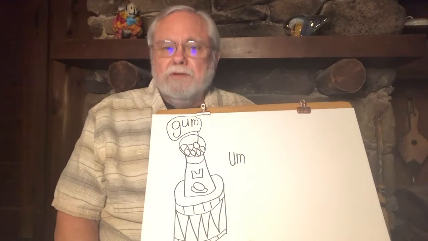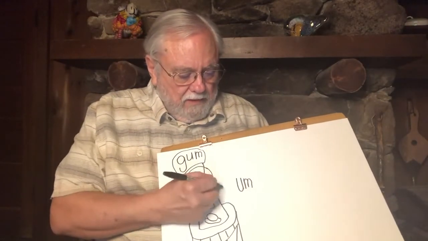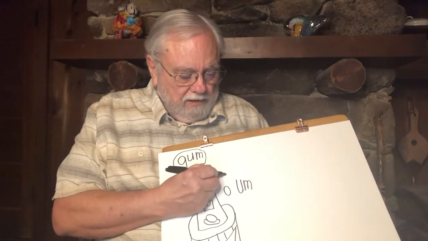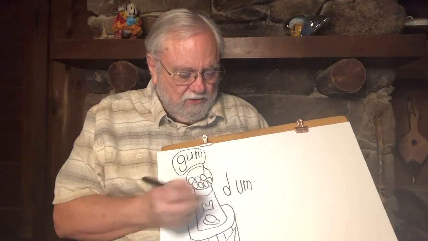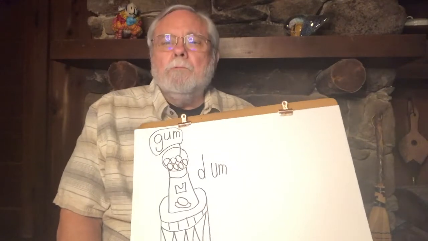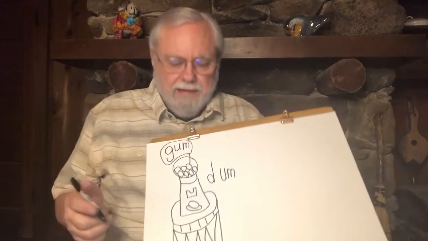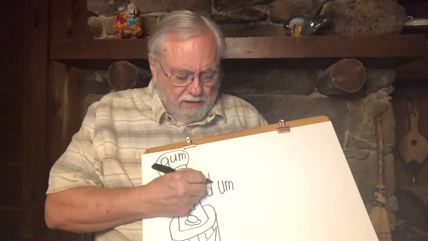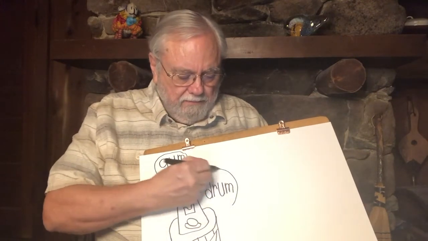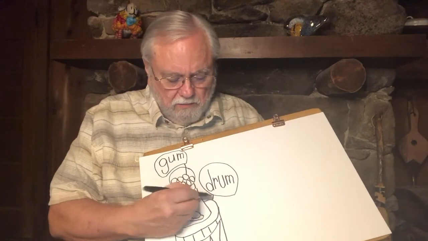What does drum start with? D for dancing. And how are we going to make that? We're going to make a circle and then make a tall line going down next to the circle. So there's my D. What's the next sound in drum? Drum, drum. R for riding. How does Rosie Raccoon spell that? With an R. So make a straight line down and give it a little hook. And there's my drum.